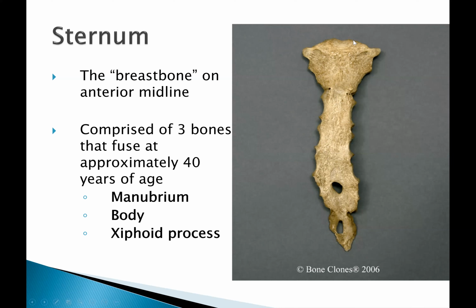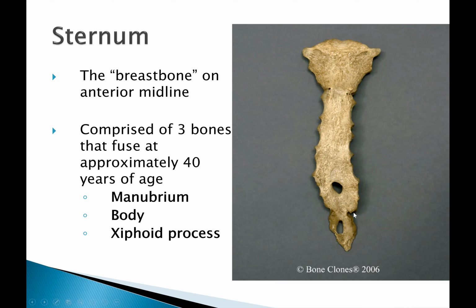The knot of the tie is known as the manubrium. This is the manubrium, the body, and the xiphoid process. So the manubrium is the knot, and this is what connects to your clavicle. Connects to your clavicle. And then your other ribs will connect to the manubrium and the body as well.